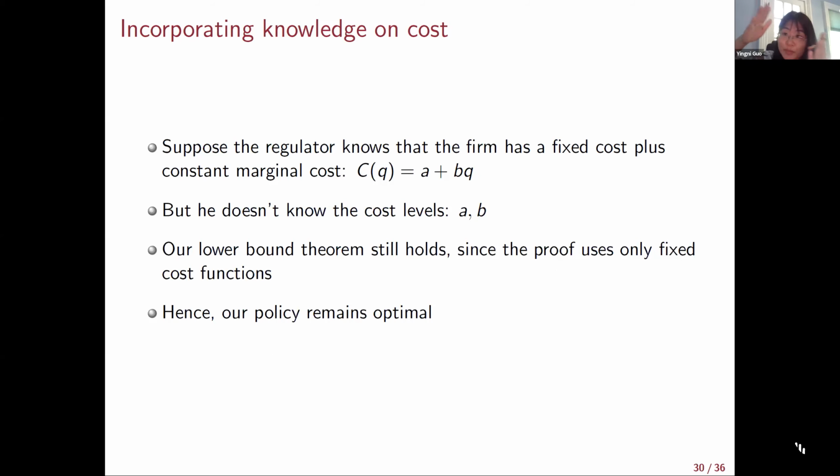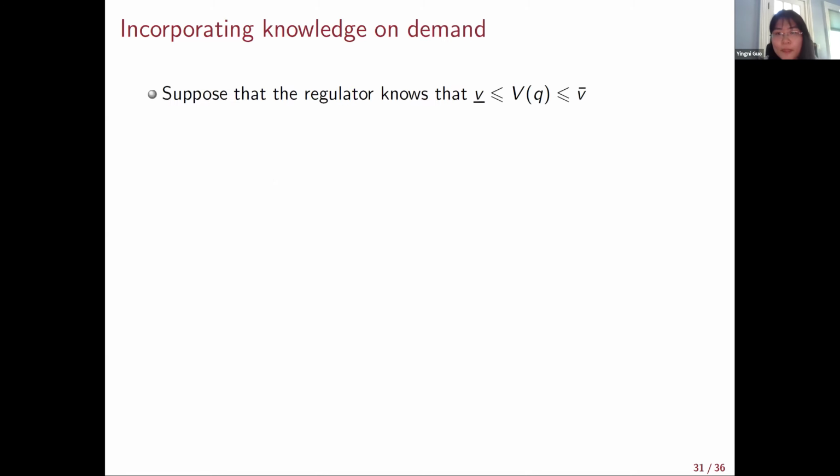Of course, if we can bound the value of the fixed cost, we can do better. But here is just to show that without knowing the level of the fixed cost, we cannot do much better. The second additional information we want to talk about is additional information about the demand. Suppose that the regulator knows that the demand has an upper bound of V upper bar, and also has a lower bound of V lower bar, right?